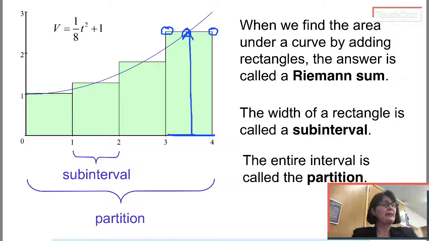But it doesn't actually matter which height of your function you use for your rectangle height. It's still called a Riemann sum, and we're still going to add up all the areas of the rectangles to estimate the area under the curve.